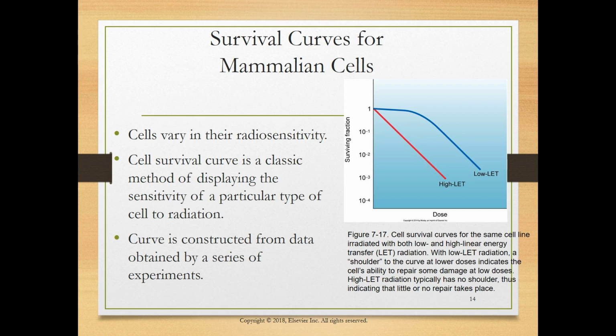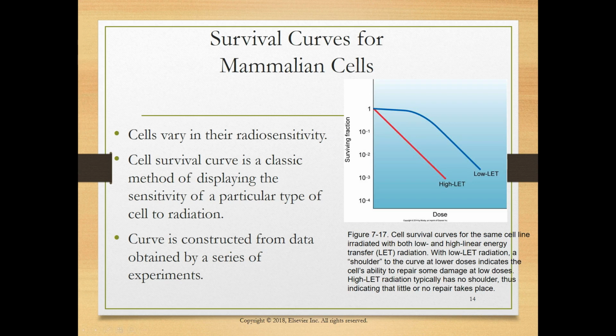So cells vary in their radiosensitivity. A classic method of displaying the sensitivity of a particular type of cell to radiation is the cell survival curve. This figure shows two curves. One is for high LET and one is for low LET.